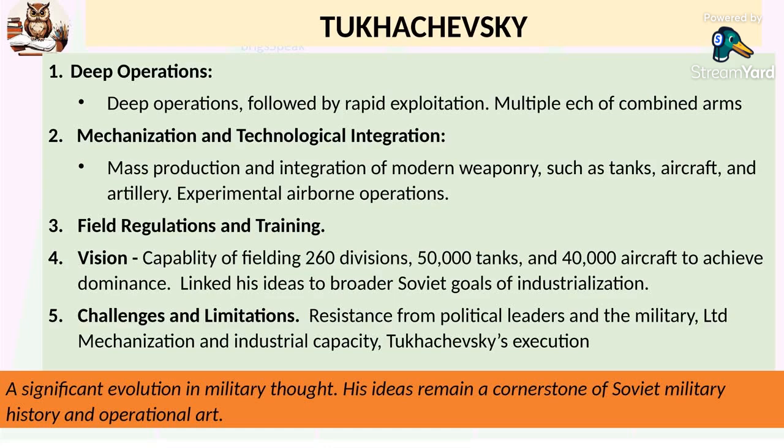So, his vision included a massive mechanized force. Tukhachevsky proposed equipping the Red Army with 260 divisions, 50,000 tanks, and 40,000 aircraft, aligning his idea with the Soviet Union's broader industrialization goals. However, his vision faced challenges. Political resistance and Stalin's purges in the late 1930s led to his execution, stalling the development of his strategies.